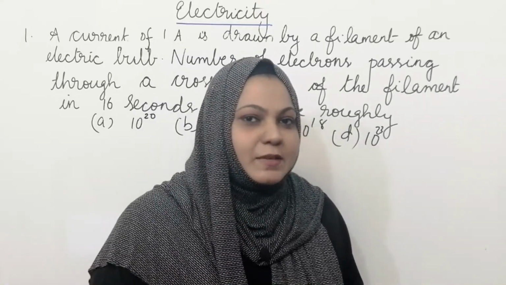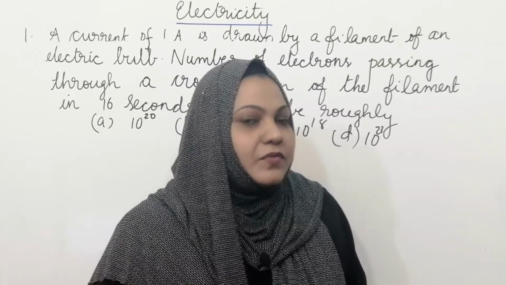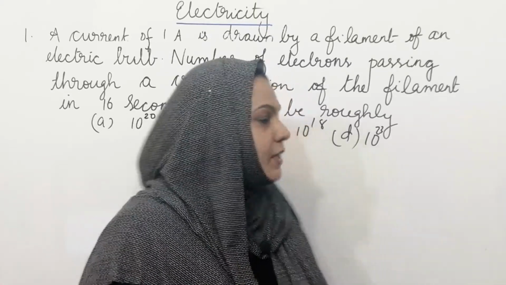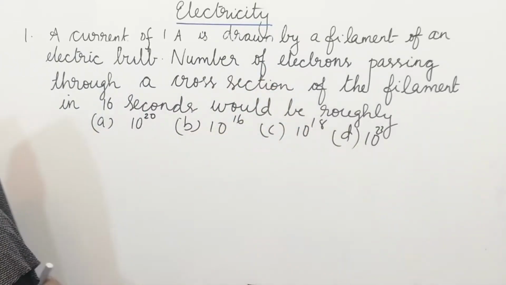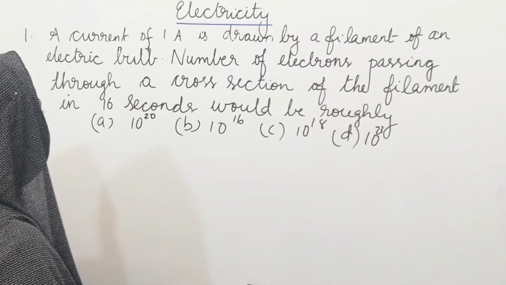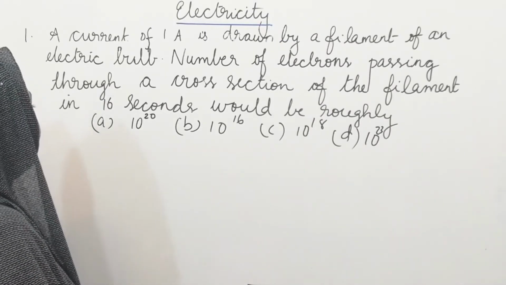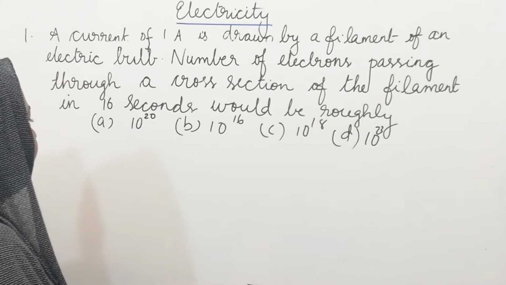Today we are going to discuss the most important, most expected questions from the electricity chapter. First we are going to do only MCQs. So here is the question for you. A current of 1 ampere is drawn by a filament of an electric bulb. The number of electrons passing through a cross section of the filament in 16 seconds would be roughly.